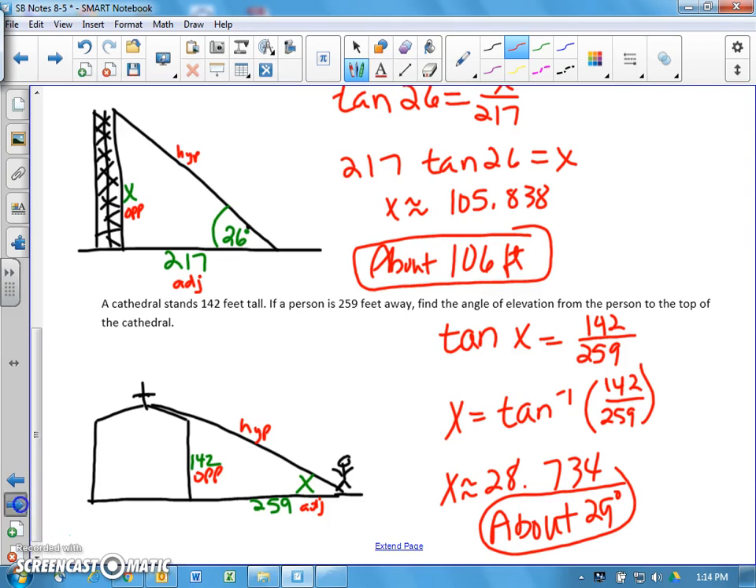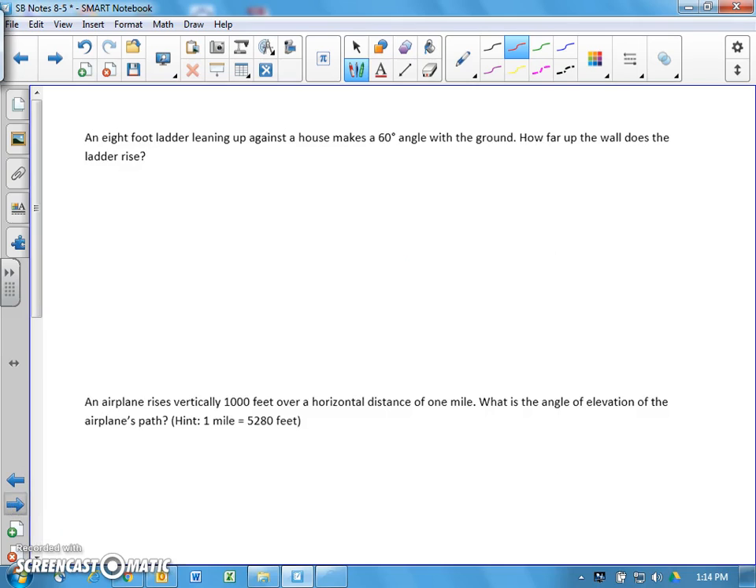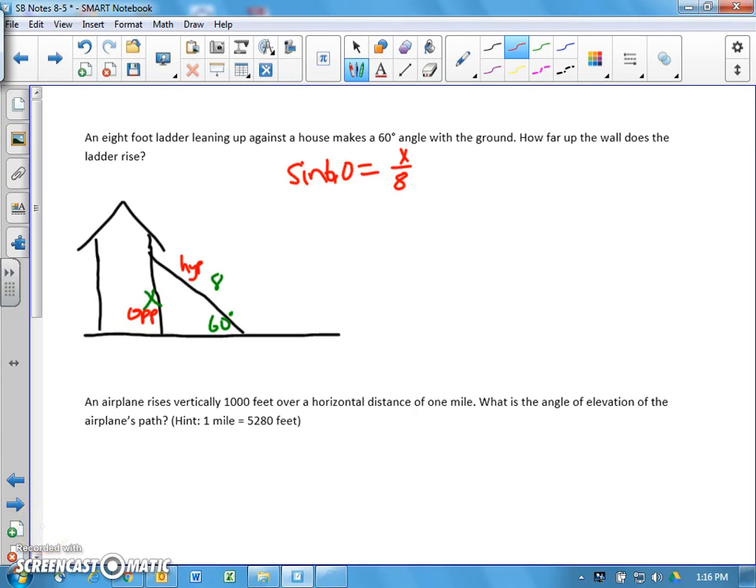Okay, on the next page, I want you to go through the same process. I'm going to let you get a little further this time. Draw the picture, set up the equation, and then resume the video. Hopefully you've got the equation sine of 60 is equal to x over 8. Multiplying my 8 across, I would get 8 sine 60. Into my calculator, it's going to tell me this is about 6.928. So I would say that it reaches up about 7 feet.